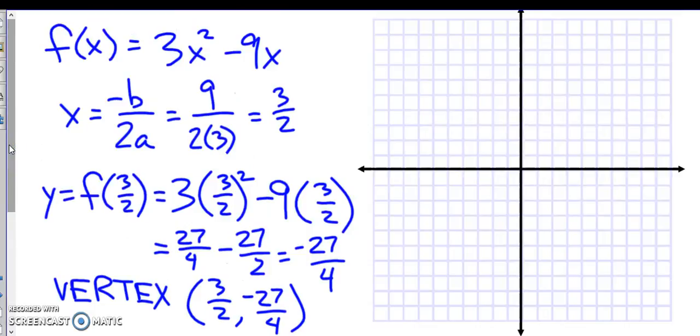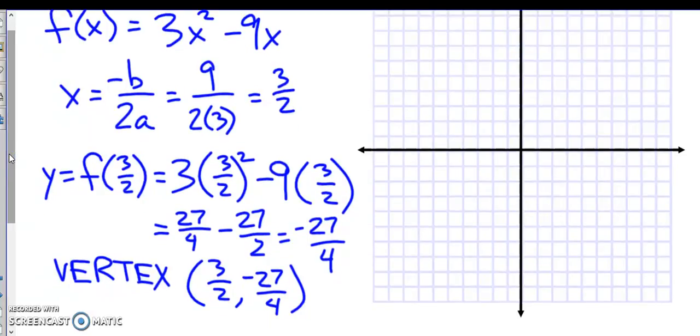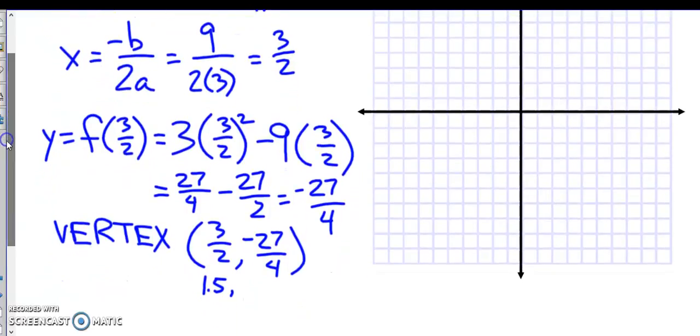Now, in order to graph that, it would probably be good if we had a decimal approximation for these sorts of things. So 3 halves, if I take 3 and divide it by 2, I get 1.5. So this is like 1.5. And then negative 27 over 4, if I divide 27 by 4, this would be negative 6.75. So 1.5, negative 6 3/4. So there's 1.5 and 2, 3, 4, 5, 6. That'll be roughly there, give or take.